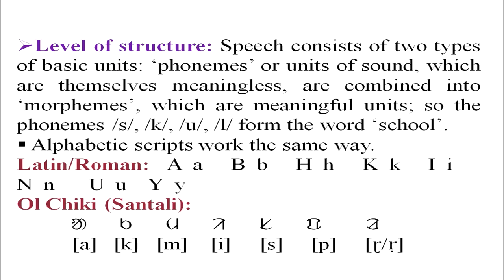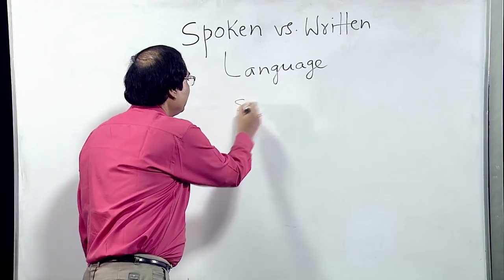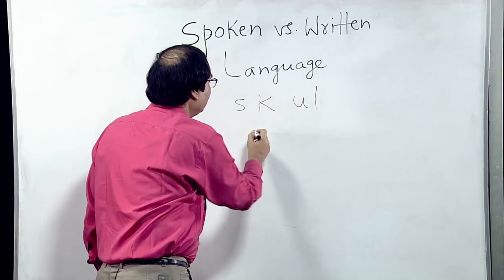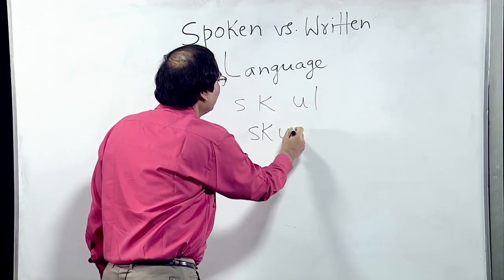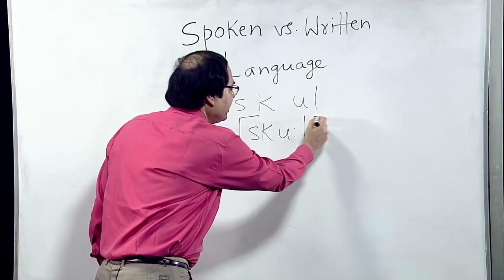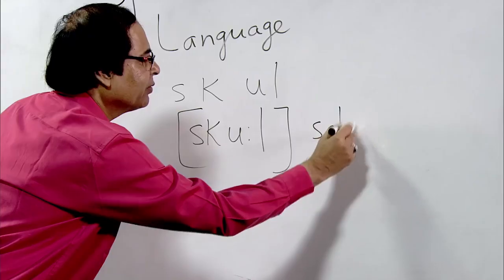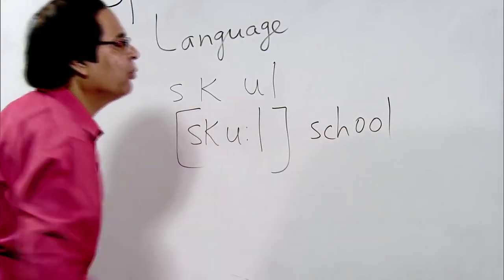Level of structure. Speech consists of two types of basic units, phonemes, or units of sound, which are themselves meaningless, and they are combined into morphemes, which are meaningful units. So, the phonemes in English, for example, sa, ka, u, la, form the word school. So, if you look at this, you have sa, ka, u and la, and we pronounce it as school. This is the pronunciation, and the spelling is S-C-H-O-O-L, school.